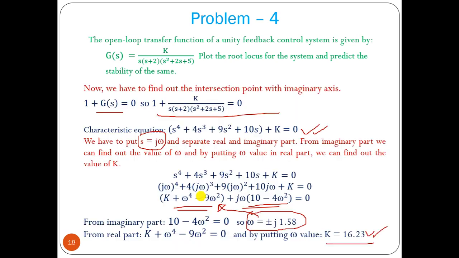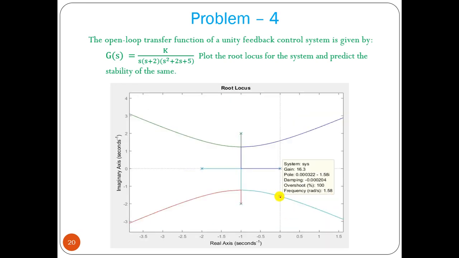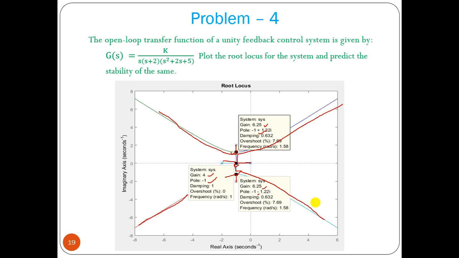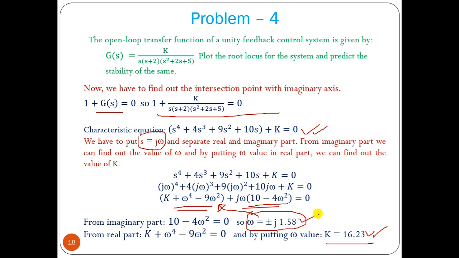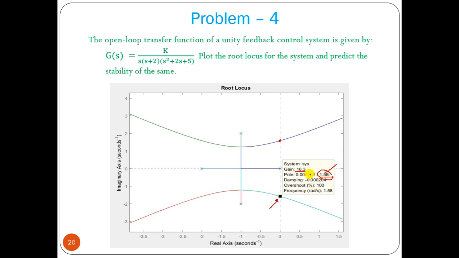Then we can observe omega equal to 1.58, K is 16.23, that we can see here. This is the intersection point. I have taken the value from this point, so we can see gain 16.3, and the pole value is around 1.58. This is a little bit off, but I cannot keep the mouse on that particular point, though we are getting a close value. That is 1.58 and gain is 16.23. It is showing 16.3.